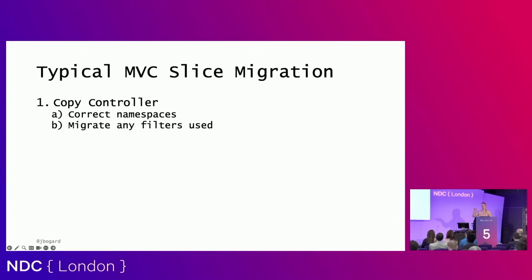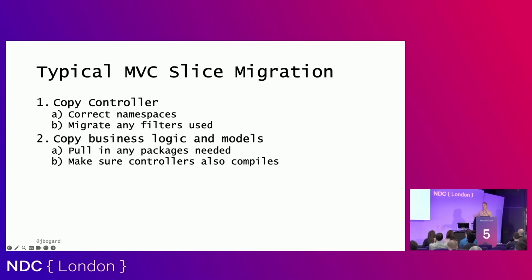And then the controller is going to be calling out to some kind of business logic. So we're going to move that business logic over to the common location if it doesn't already exist there. And that also may require us to pull any additional packages that code is using. And then also we make sure at the end that the controller still compiles with all of this.